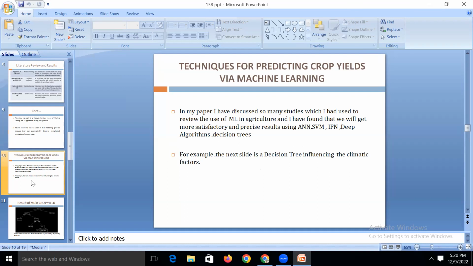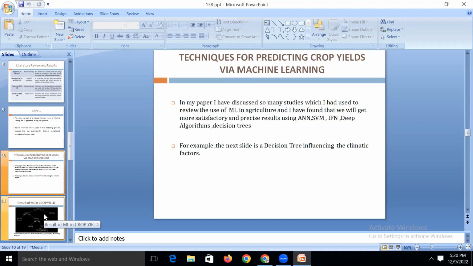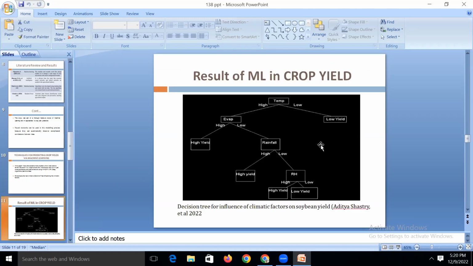In my paper, I have discussed many studies which I used to review the use of ML in agriculture. I have found that we get more satisfactory and precise results using ANN, that is artificial neural networks, SVM, support vector machines, IFN, information fuzzy networks, deep algorithms, and decision trees. For example, the next slide is a decision tree showing the influence of climate factors.